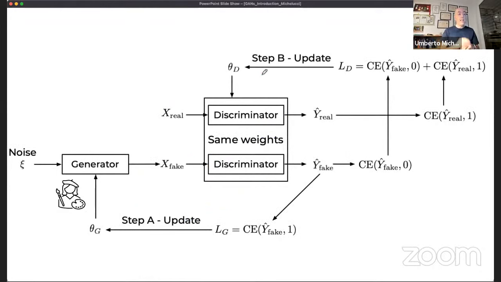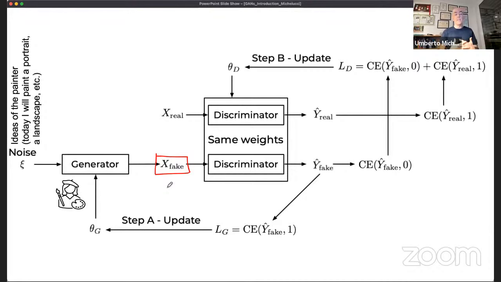Okay, so the generator will be the painter. It will be Susie, okay? So you can say that these X fakes will be the images that the generator, the name we will give to Susie the painter, will produce. Now you may wonder, you see this noise variable here. What is this noise? You can imagine that the painter has to have some ideas. I will paint a landscape, I will paint a portrait, I will paint, I don't know, some flowers, right? Van Gogh painted many things. And how do you decide what to paint? So we use some noise that would actually play the role of the creativity of the painter, so that if you change the noise, it's like the painter decides to paint something else. So given a certain noise, some numbers, the generator, the painter, will produce some image.